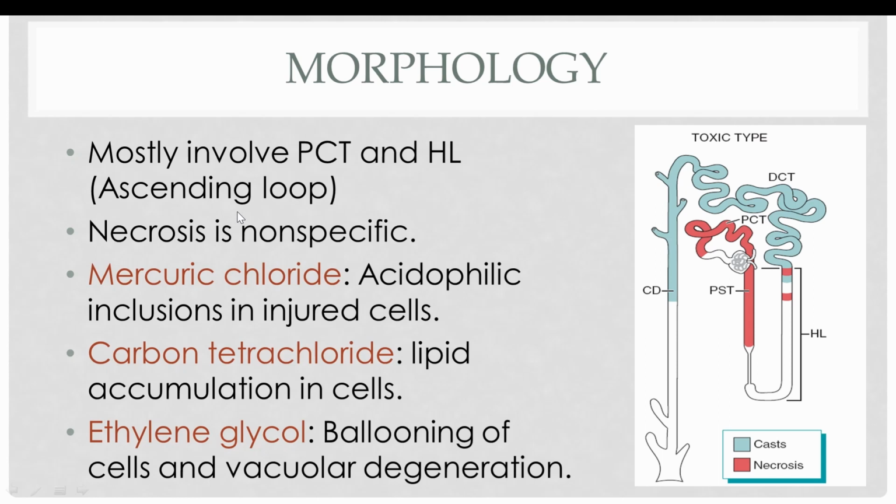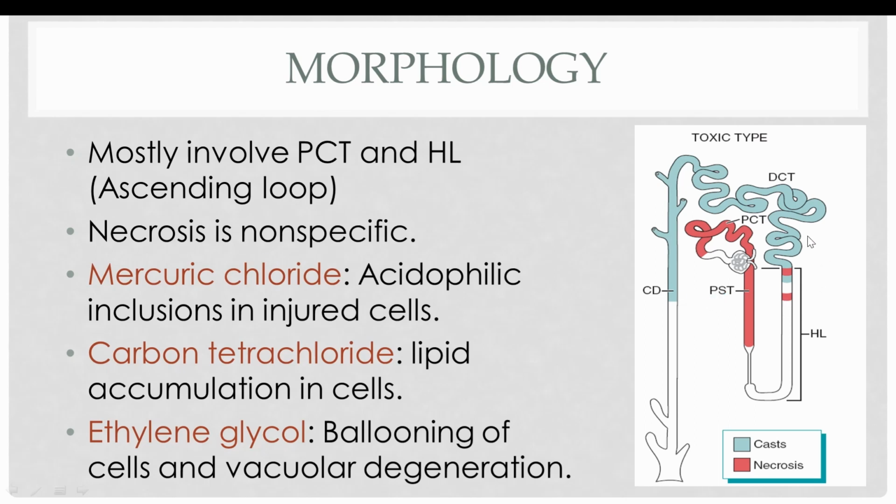In contrast to the ischemic type of acute tubular injury, the toxic type of acute tubular injury almost completely involves the proximal convoluted tubules. As you can see, this is the glomerulus, this here is a skipped area, and then the proximal convoluted tubule and proximal straight tubule are completely involved. It was partially involved with skip lesions in the ischemic type of injury, whereas the proximal convoluted tubule and proximal straight tubule are completely involved in the toxic type of acute tubular injury.